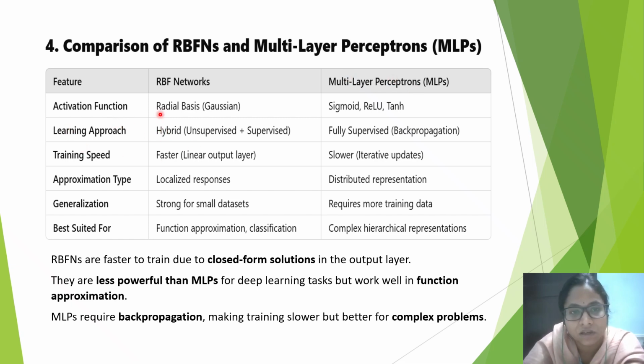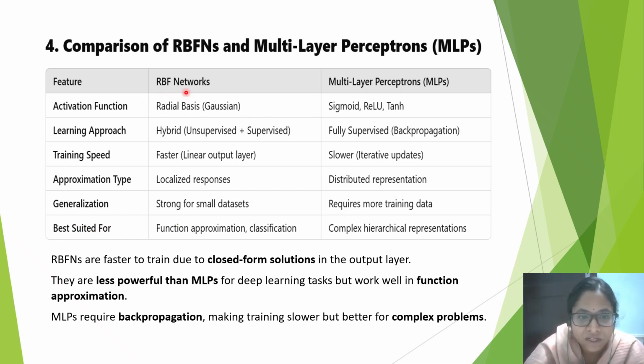For the learning approach, RBF networks use a hybrid, that is unsupervised plus supervised learning, whereas MLP uses fully supervised learning. For training speed, RBF is faster, and the multi-layer perceptron is slower. The approximation type for RBF is a localized response, whereas for MLP we obtain a distributed representation. For generalization, the RBF network is strong for small data sets, whereas the multi-layer perceptron requires more training data.